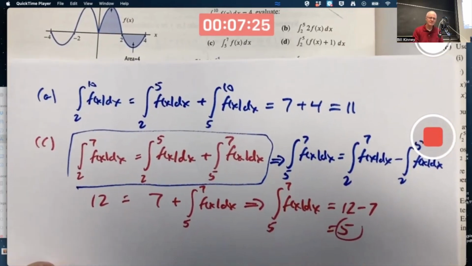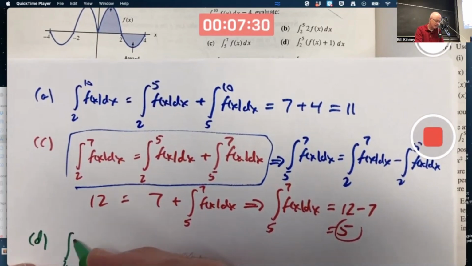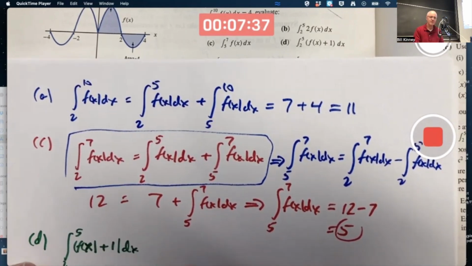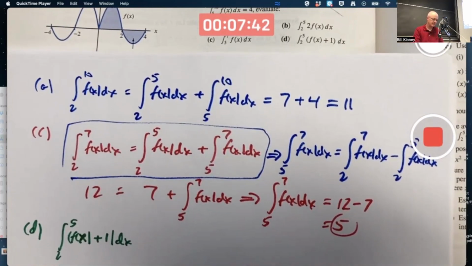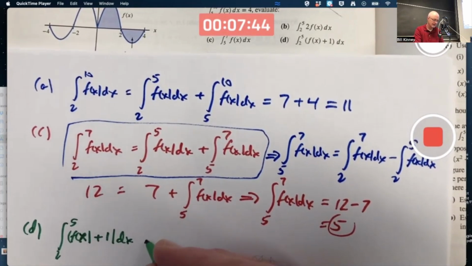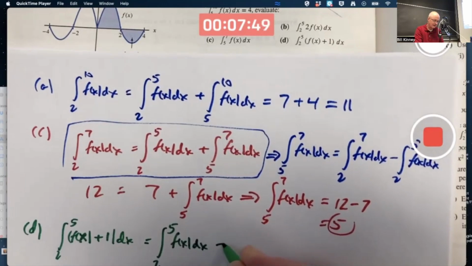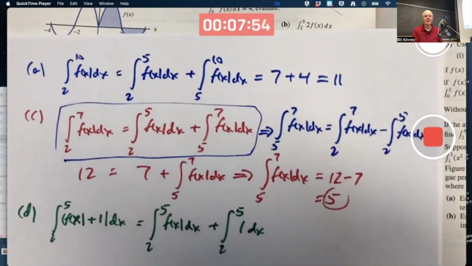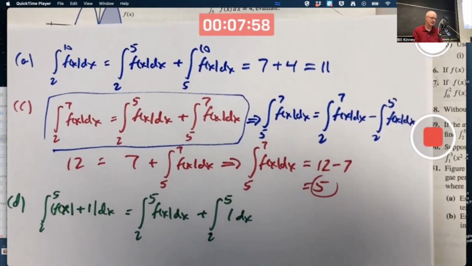Part D, it's a little tricky because you've got the plus 1 in there. Integral from 2 to 5 of f of x plus 1. First step is to use a linearity property of integrals. You've got the integral of a sum. That's the sum of the integrals. Integral of f plus the integral of 1. That's a little strange. Integrate 1? Yeah, maybe a bit strange, but certainly doable.